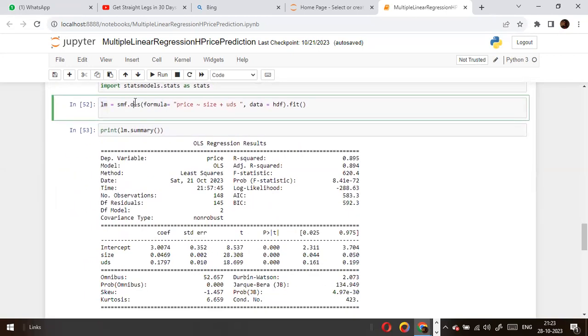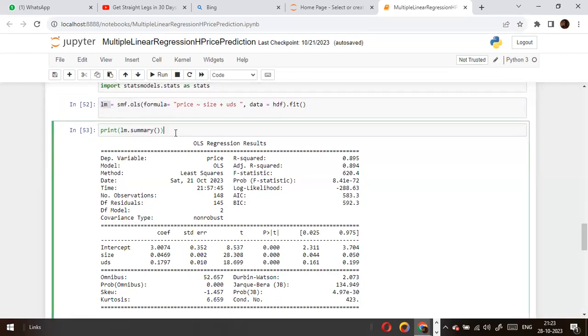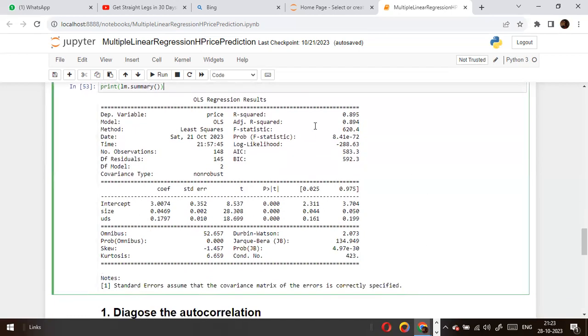We have something called smf.ols, ordinary least squares, and here we fitted the model with size and UDS only, because only these two independent variables are correlating well with my price, right? And the output of this gets stored in lm, and the lm.summary function gives you the detailed information.